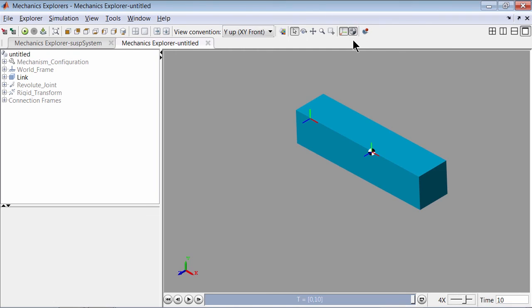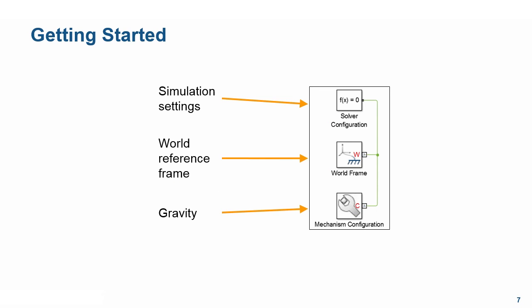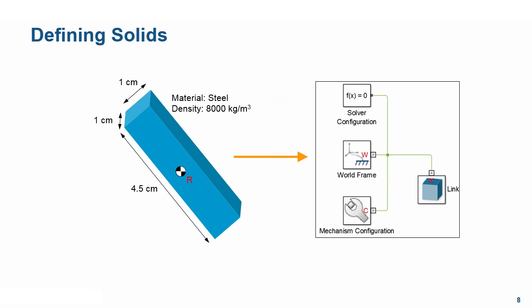Let's go back to the presentation and do a small recap. We started with the Simscape solver configuration block that is required for all Simscape models, the world frame block that acts as a fixed reference for the mechanical system, and the mechanism configuration block that defines the gravity vector, magnitude, and direction. Then we added a solid block and created a simple brick and parameterized the length, width, and height. We also set the density value. The inertia of the solid was calculated from the geometry and density.